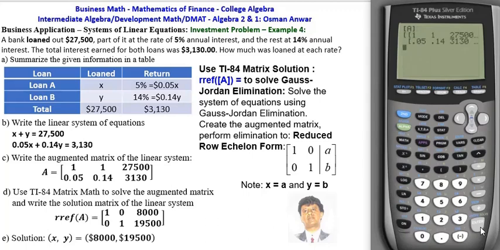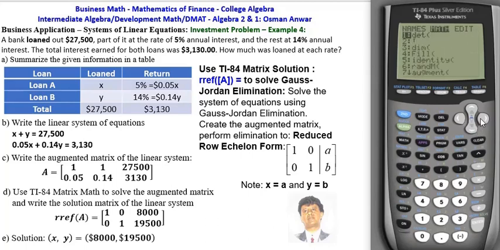The x values are 1.05 and the y values are 1.14. It is augmented with 27,500 and 3,130.